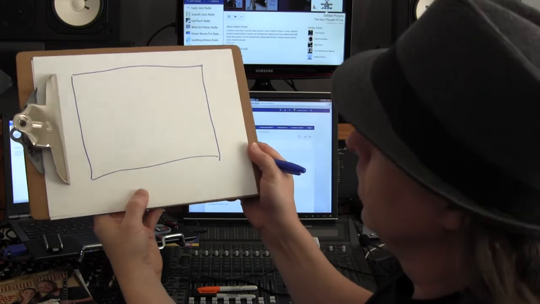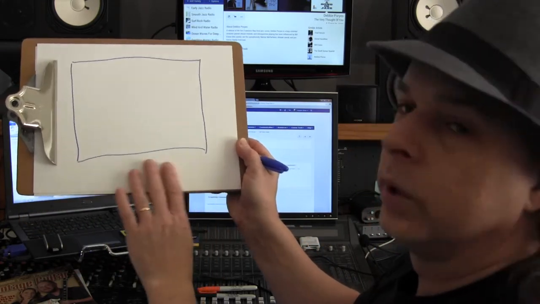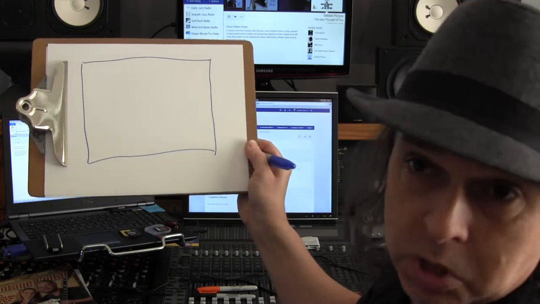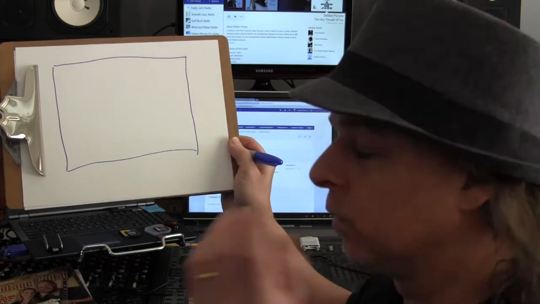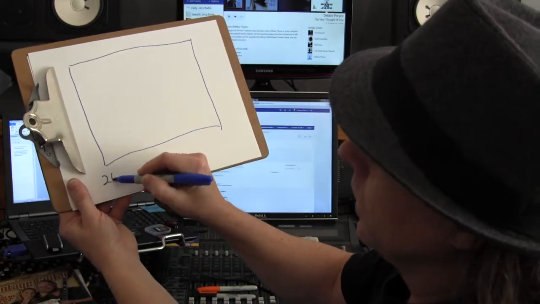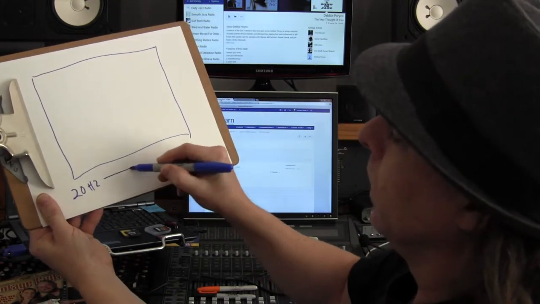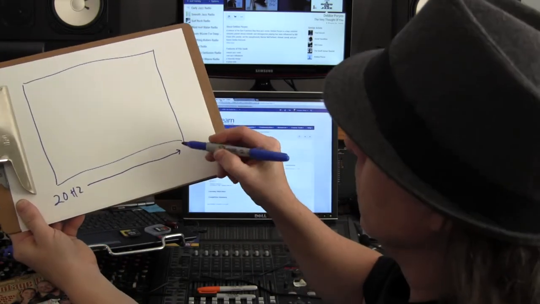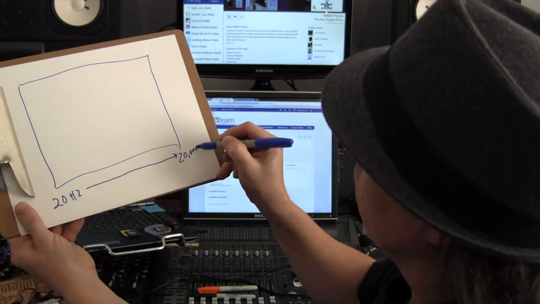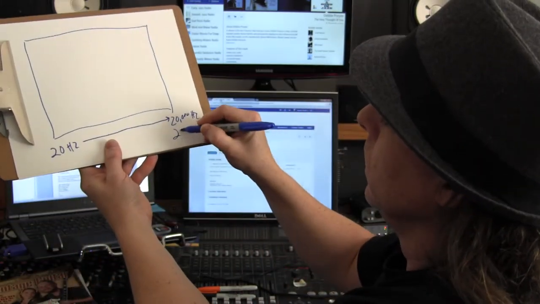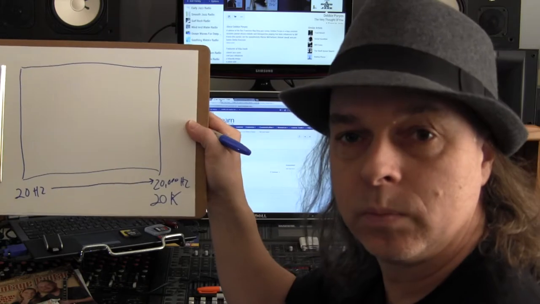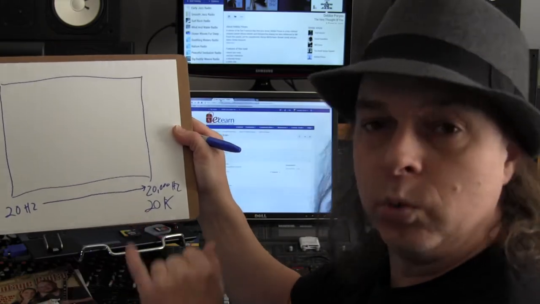My art skills ain't great. The bottom of this rectangle we are going to call the frequency range. Okay? And we are going to consider the frequency range of average perfect human hearing. The lowest things we can hear are 20 hertz. And the highest things we can hear are about 20,000 hertz, which can be abbreviated 20K. Pretty simple, right?